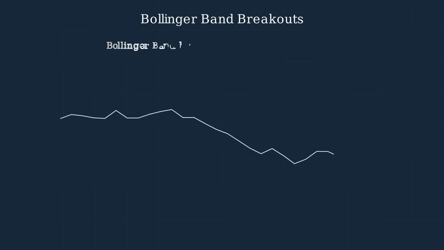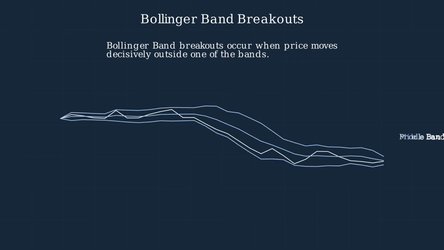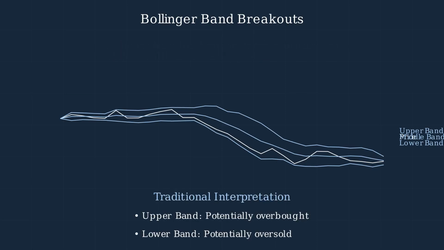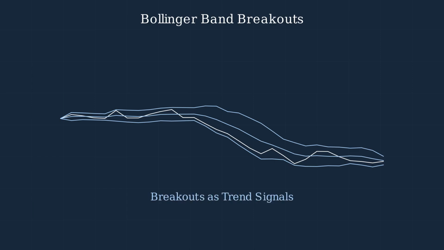Bollinger Band breakouts occur when price moves decisively outside one of the bands. Traditionally, moves outside the bands indicate potentially overbought or oversold conditions, suggesting price might revert back within the bands. However, breakouts can also signal the beginning of a strong trend, not just overbought or oversold conditions.